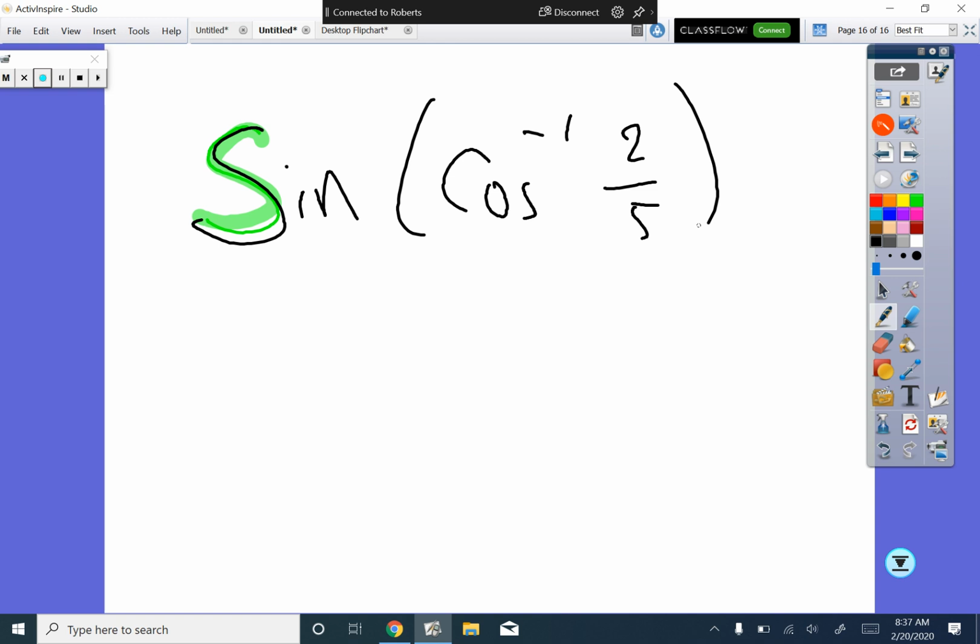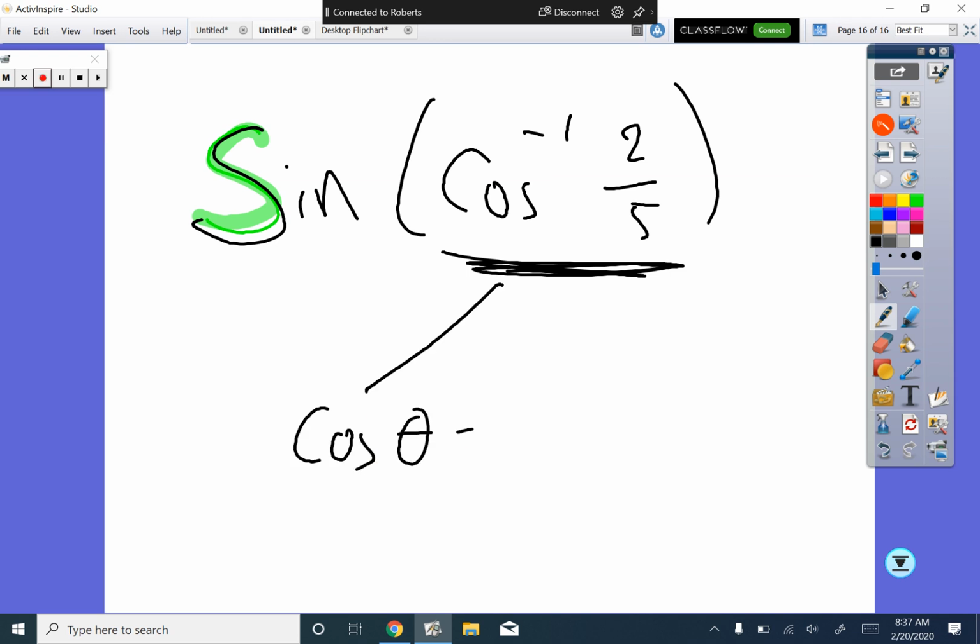Okay, so what will this give us though? What can we always do? This is basically saying the same thing as this. Agreed? It's saying what angle, when I take a cosine of it, is 2/5. What can I always build with trig functions? What triangle or quadrant am I going to be in? Remember, arc cosine can only put us in quadrant 1 or quadrant 2. Is this in quadrant 1 or quadrant 2?